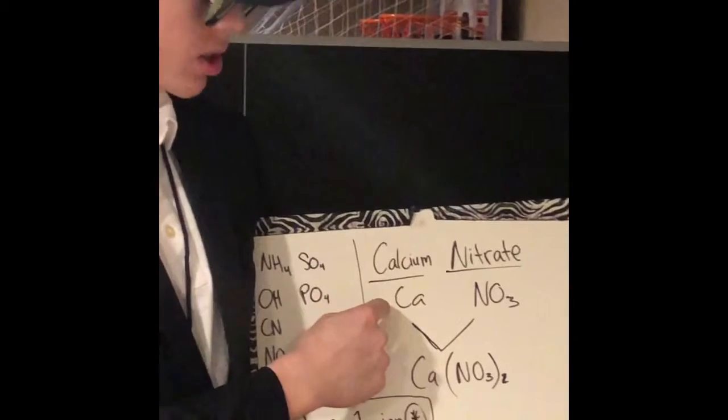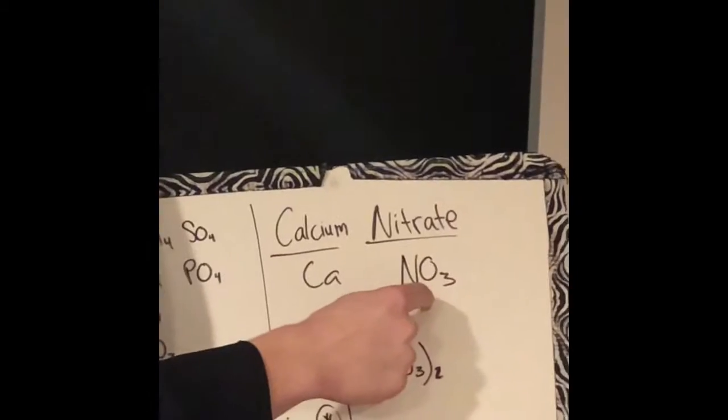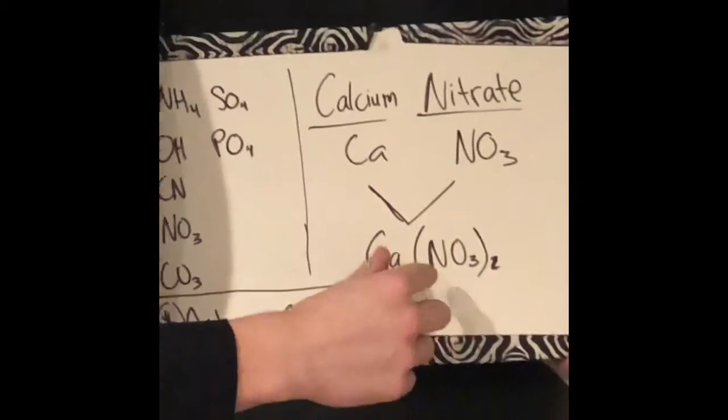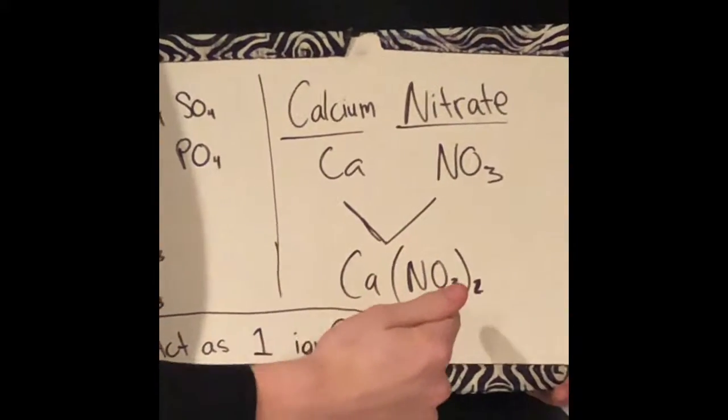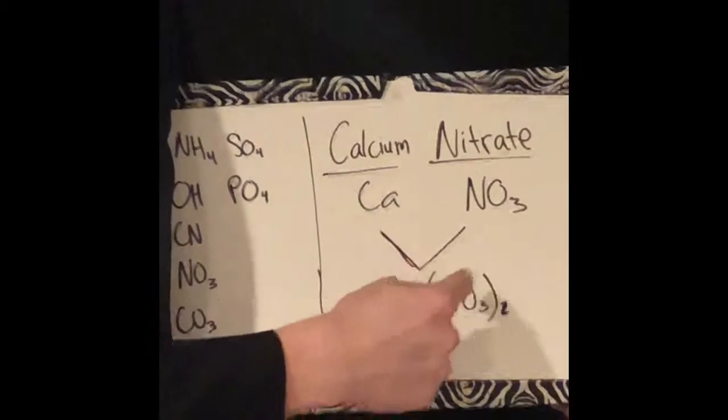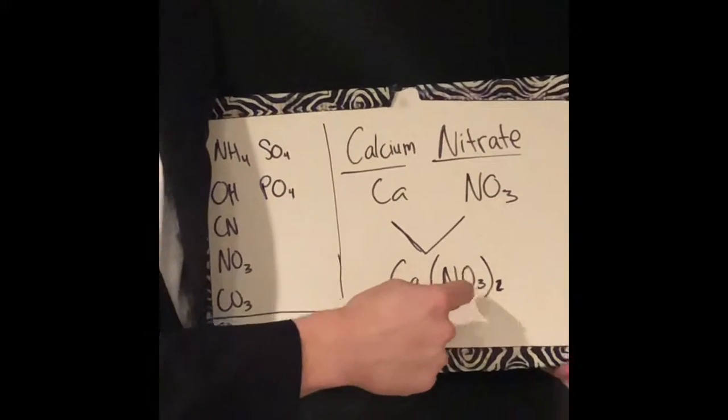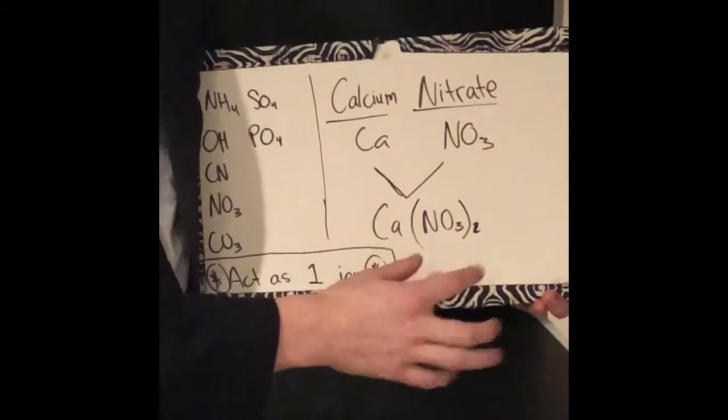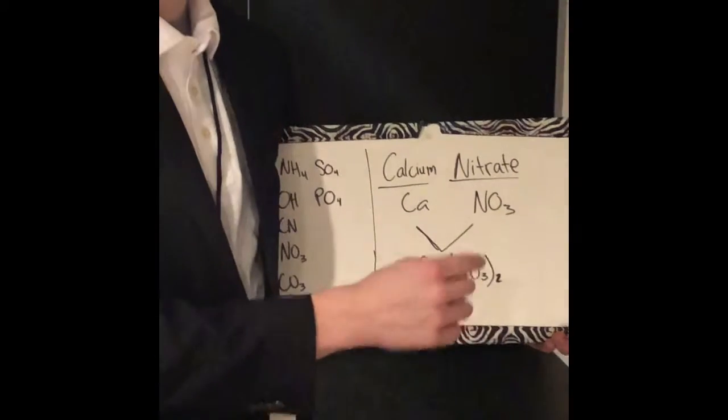Alright, so it bonds pretty similar to an ionic bond. Right here we got calcium and we got nitrate. They're going to come together right here to make calcium nitrate. You use parentheses so not to confuse these two as two different elements. They are actually one ion.